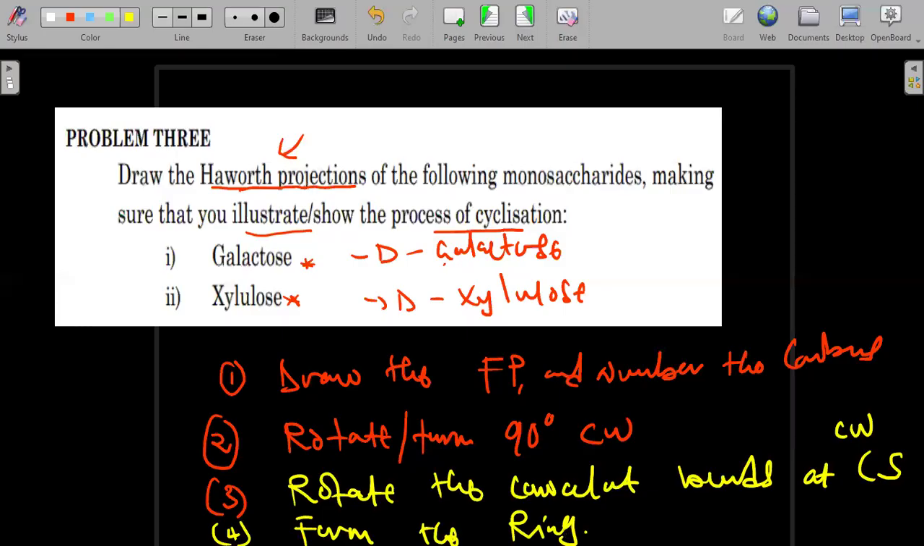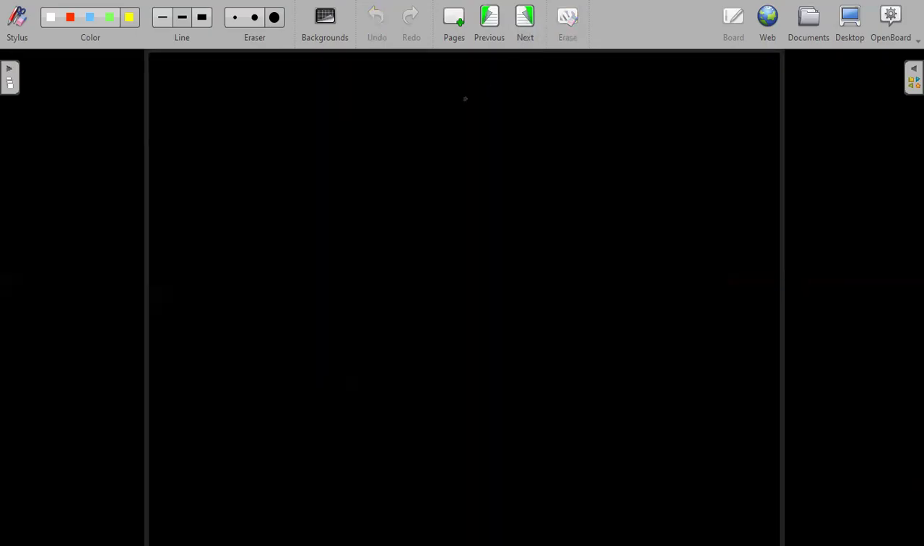So these are the steps that we are going to follow. We are going to show the whole process of cyclization there. We start with the D-galactose. The first step is to draw its Fisher projection and then number the carbons. So let's come here and then begin our drawing.